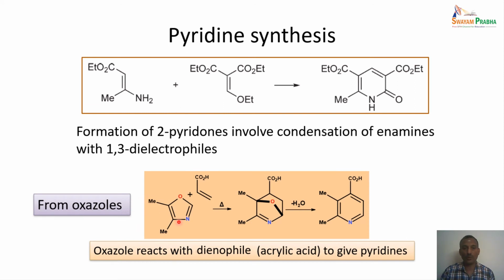From oxazoles also we can synthesize pyridines. So the oxazole basically undergoes a reaction very similar to a Diels-Alder reaction. Then retro-Diels-Alder reaction rearranges the compound into the corresponding pyridine derivative. So here we have the oxazole reacting with the dienophile, that is acrylic acid, to give pyridines after the rearrangement of this formed Diels-Alder adduct.